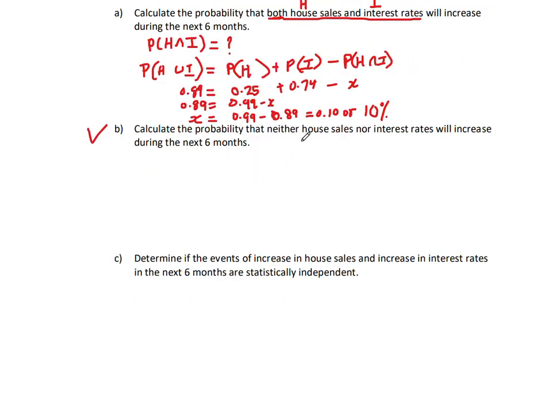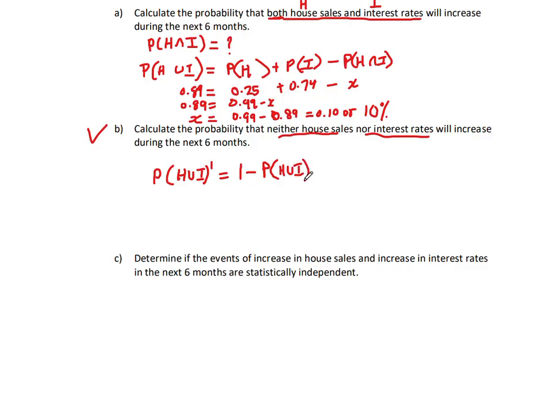Now we're asked to calculate the probability that neither house sales nor interest rates will increase over the next 6 months. So the probability statement here that we're interested in is the probability of H union I all complement. So that's the complement of the union. So neither is always the complement of either. We know that the probability of H union I is 0.89, and to find the probability of the complement of the union, it's 1 minus the probability of the union, as discussed in the previous question.